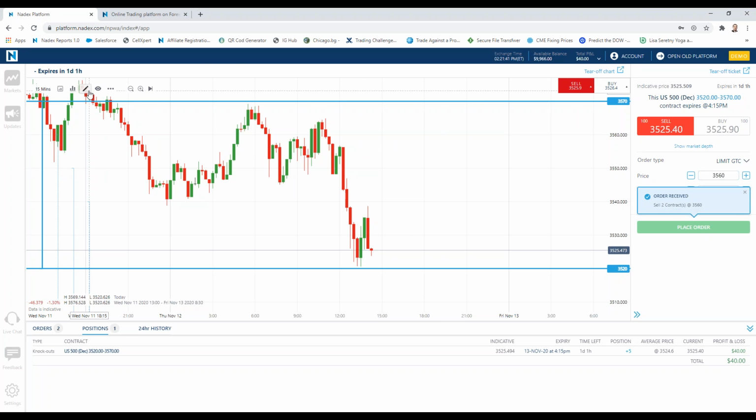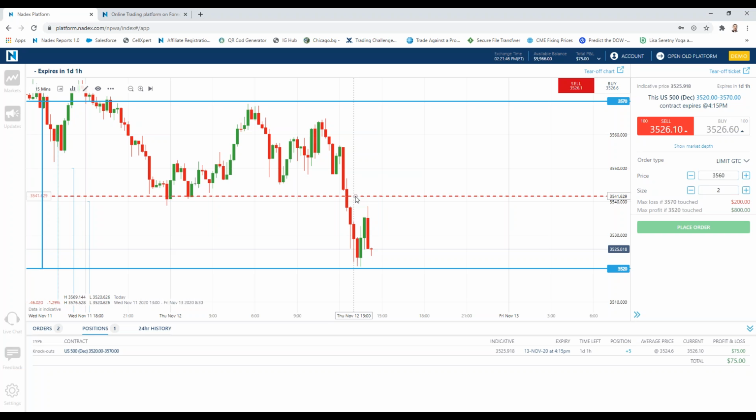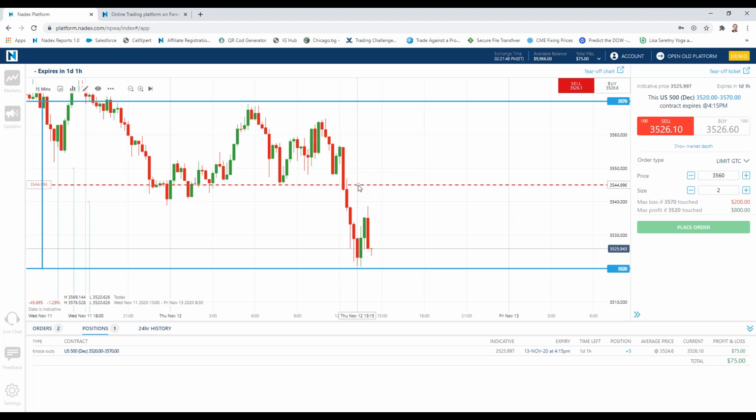And so let me draw a couple lines on the chart here. I'm going to do a horizontal line. So we took one right about here at 35.44. We have a limit order for 2. Just going to click on this line.